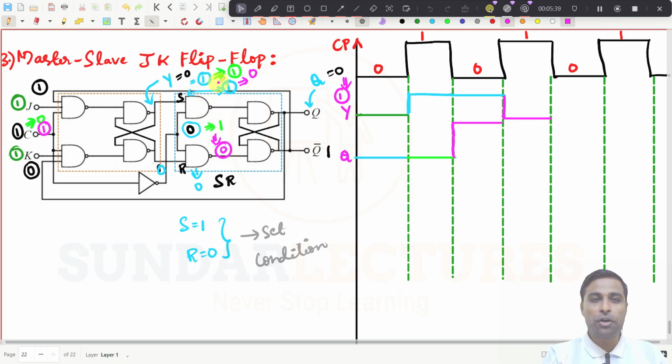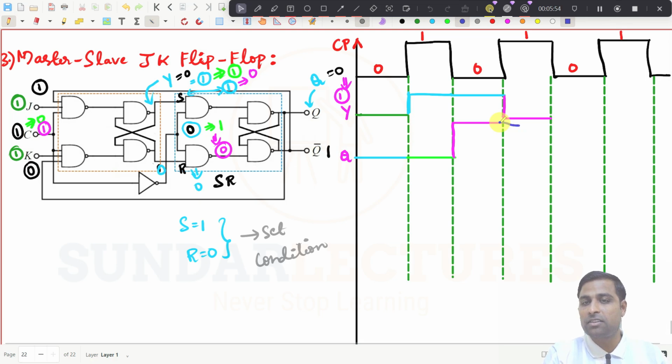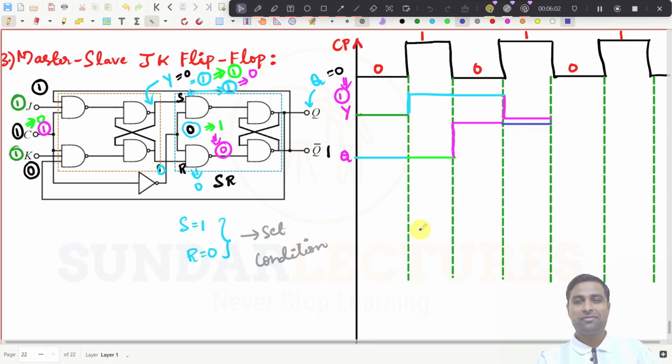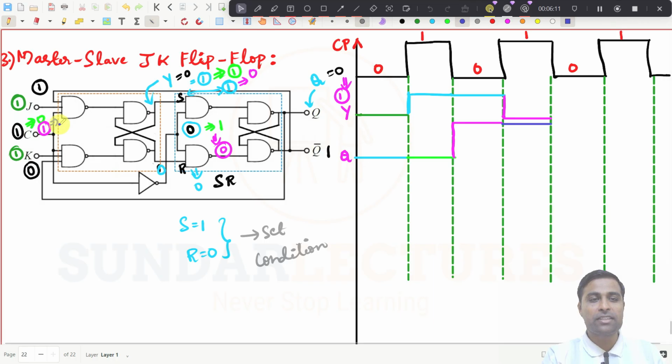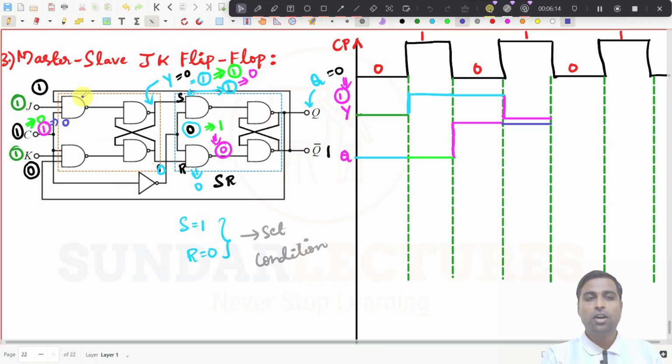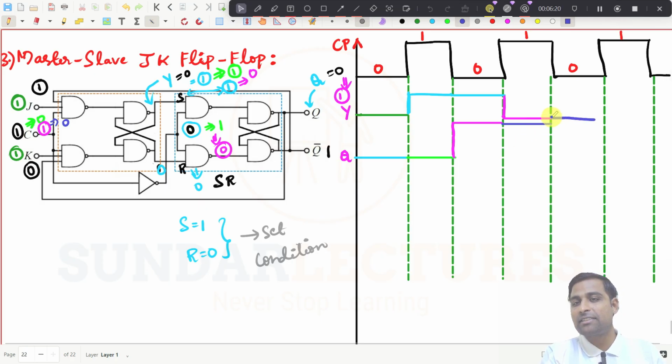But this clock pulse has already become 0, right? If it is 0, then what happens now? This SR flip-flop will retain the previous state. That means this will be 1 again. So now what happens? This becomes 0, then the clock pulse here is 0, and here it is 0. If the JK flip-flop clock pulse becomes 0, then it will retain the same state.